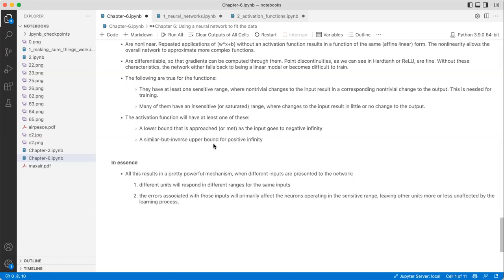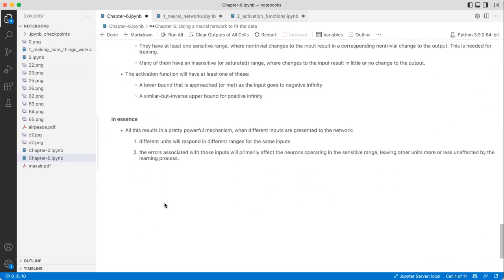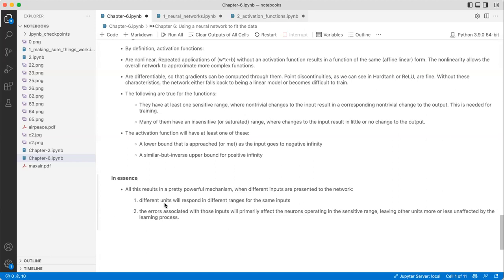So what are we seeing in essence? All of this results in a pretty powerful mechanism when different inputs are presented to the network. Different units will respond to different ranges of the inputs. The error associated with these inputs will primarily affect the neurons operating in the sensitive range, leaving other units more or less unaffected by the learning process. So generally, this is what we have for this chapter.